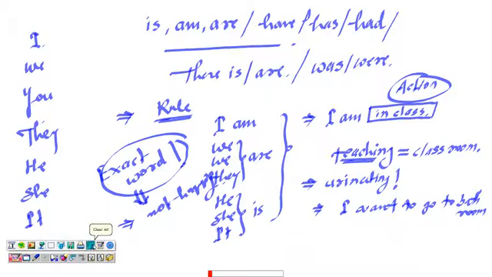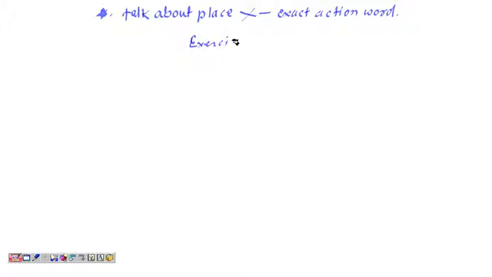So the first point that we should notice is we can talk about places if you don't know the exact action word. This is the first trick. Talk about the place if you don't know the exact action word. So this becomes your exercise for the day. What exercise? You will pretend that you don't know the action word and then you will try to speak about that action. It's funny enough.